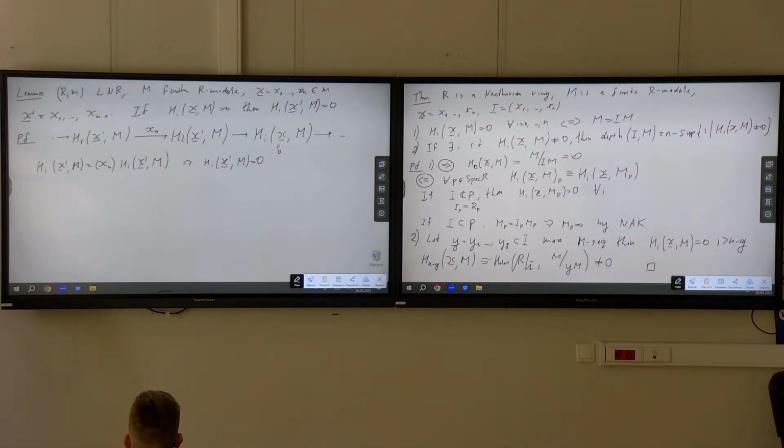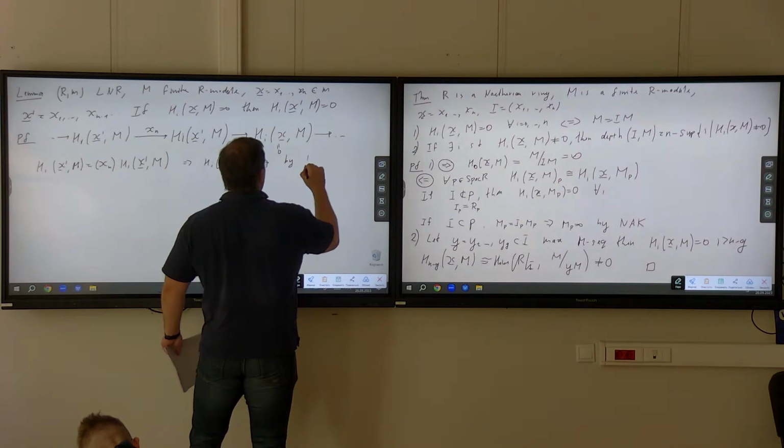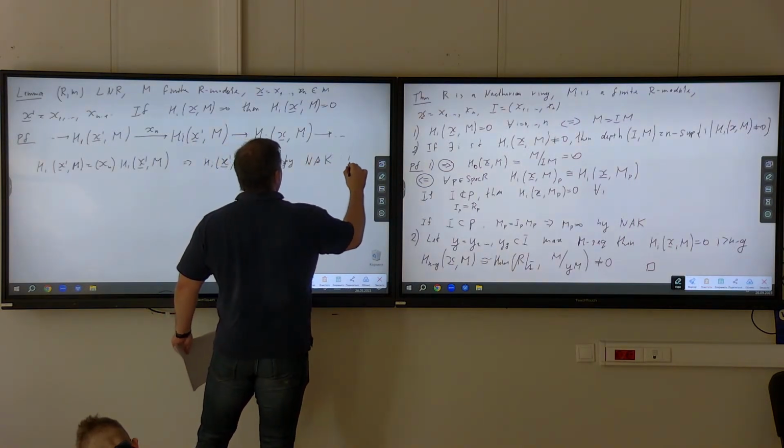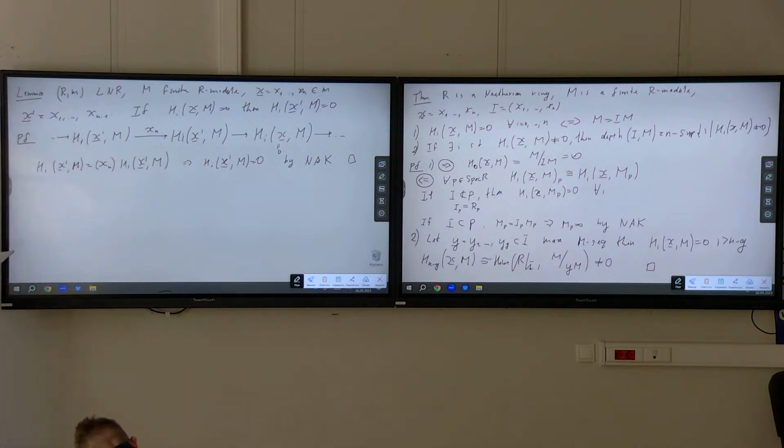By Nicodemus. Again, yeah. So this is an ideal. This is inside a radical. So this is by Nakayama. Okay. So just a little technical statement that I'm needing. I need the proof of the next theorem, and the next theorem is quite nice.